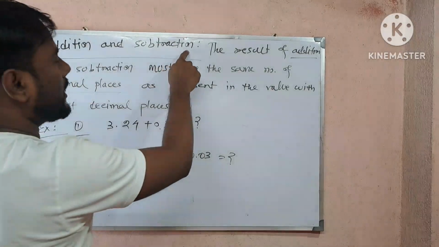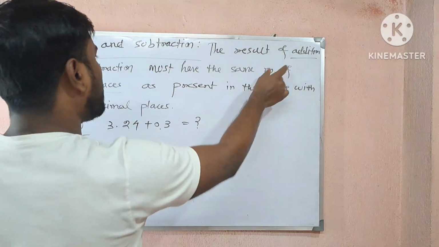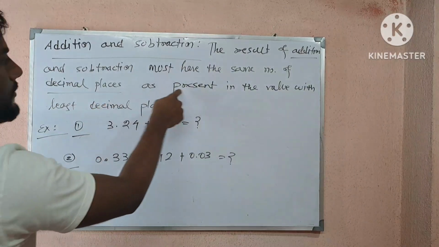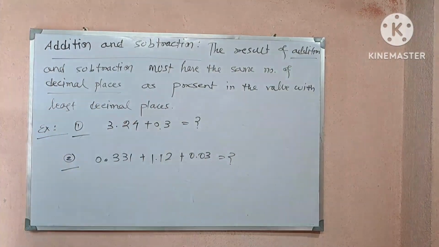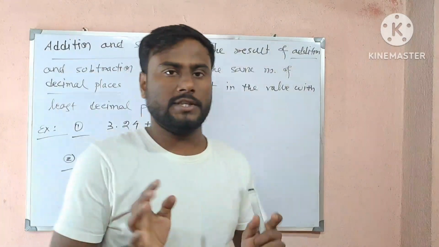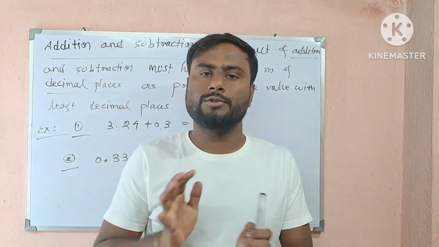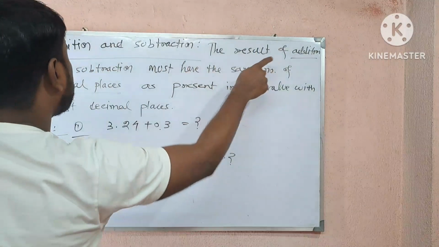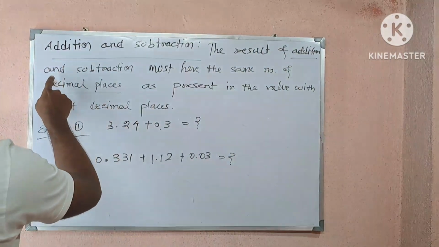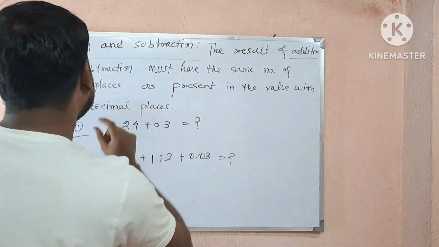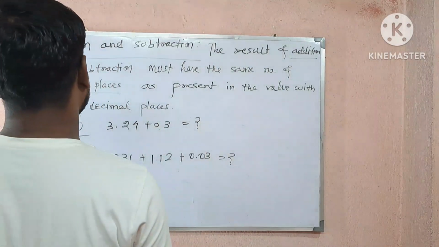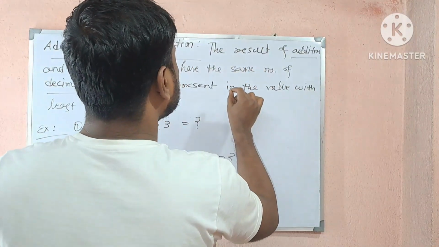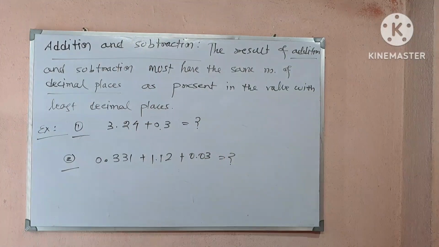For addition and subtraction, the rule is: the result of addition and subtraction must have the same number of decimal places as present in the value with the least decimal places. I know that this definition is very difficult, but you don't need to memorize it. Just try to understand the concept. For addition and subtraction, you have to find the least decimal places.